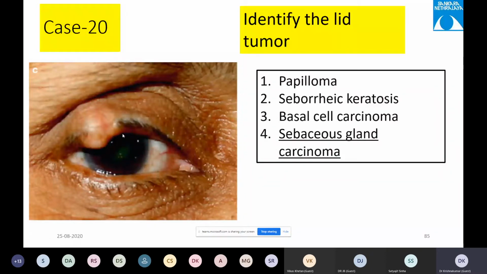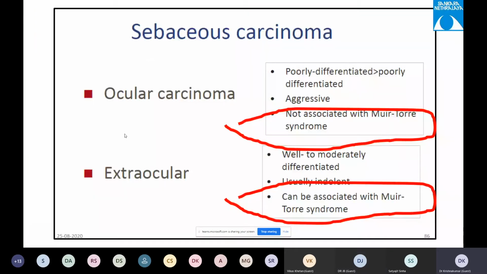Recently they have classified this into ocular sebaceous gland carcinoma and extraocular sebaceous gland carcinoma. Why? Because ocular sebaceous gland carcinoma, the majority of them are poorly differentiated and aggressive, and there is no association with Muir-Torre syndrome. People with Muir-Torre syndrome are prone to multiple systemic malignancies. Extraocular, anything other than the periocular area, they are well differentiated, usually good prognosis, but they can be associated with Muir-Torre syndrome. So this is an exam point.